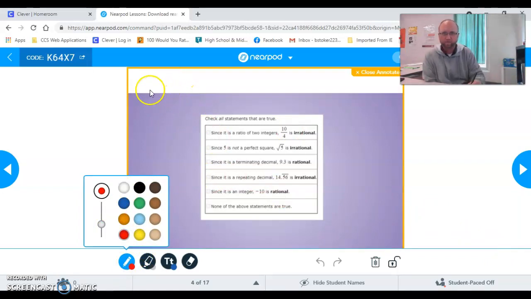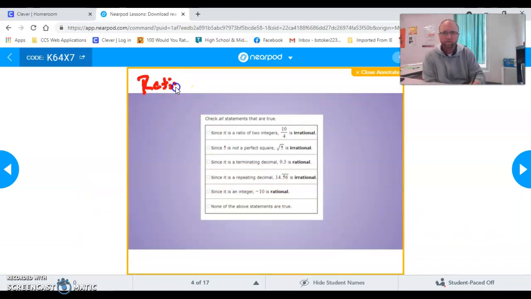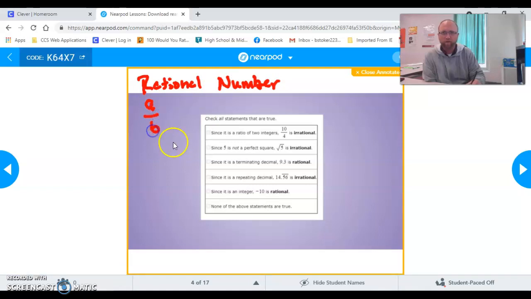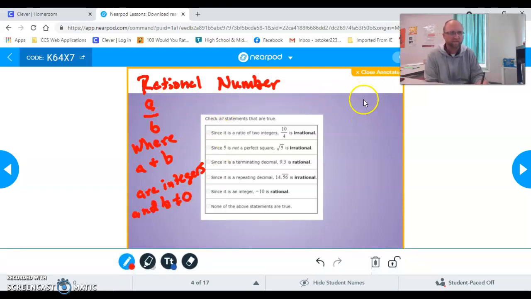A rational number: as long as I can write a ratio of A over B where A and B are integers, which we just reviewed, and B does not equal 0, then it is a rational number. Anything else is irrational. So, since it's a ratio of 2 integers, is 10 over 4 irrational? Well, is 10 an integer? Is 4 an integer? Yes. That's not a true statement, so I would not check that box.